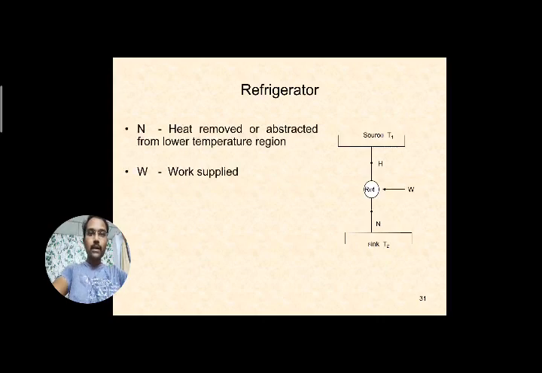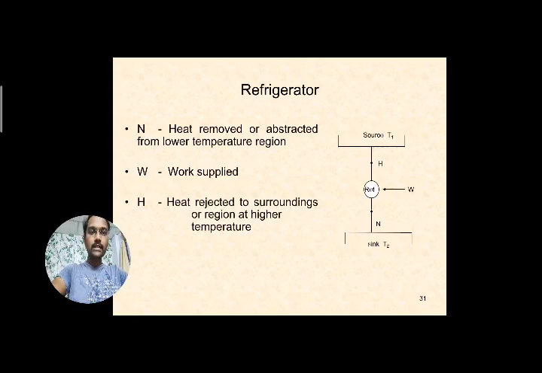And you can see the terminology. N here is the heat removed or heat abstracted from the low temperature region. This sink is a low temperature region, and the more heat we abstract from it, the more we can maintain low temperatures here. W is the work supplied to the refrigerator, and H is the heat rejected to the surroundings. Just like a heat pump, where we are pumping the heat to a room which has to get heat, similarly here the heat rejected can be pumped outside to the surroundings.